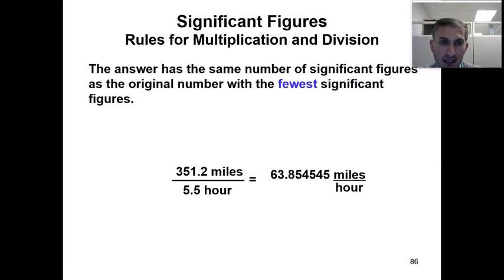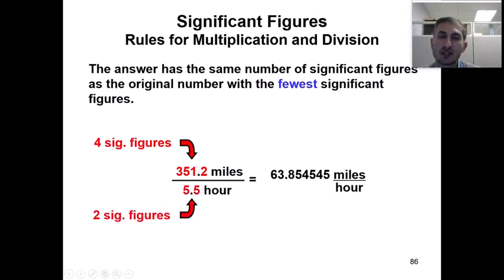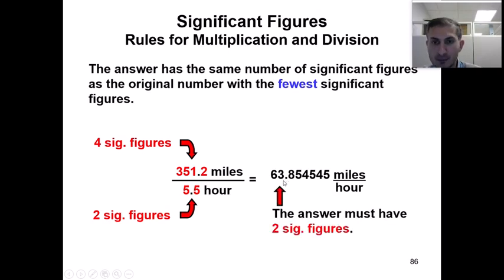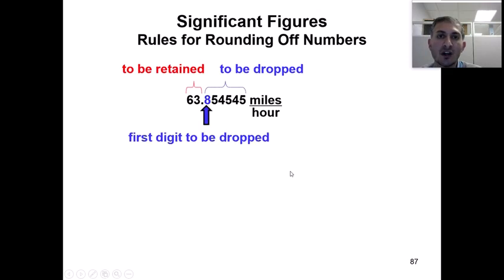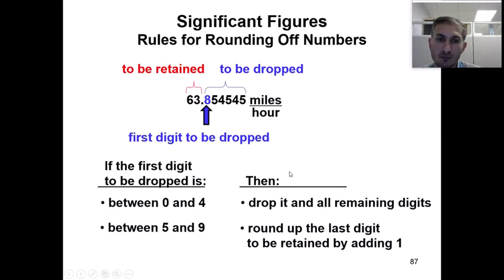How to apply? This number has 4 sigfigs. The number on the bottom has 2 sigfigs. Our answer needs to have the fewest sigfigs. 4 and 2, fewest sigfigs, it means we need to have 2 sigfigs here. So we need to round our number to 2 sigfigs. 63. If we are going to round it, we need to drop 8 and round it up. So the correct answer for this one is 64.